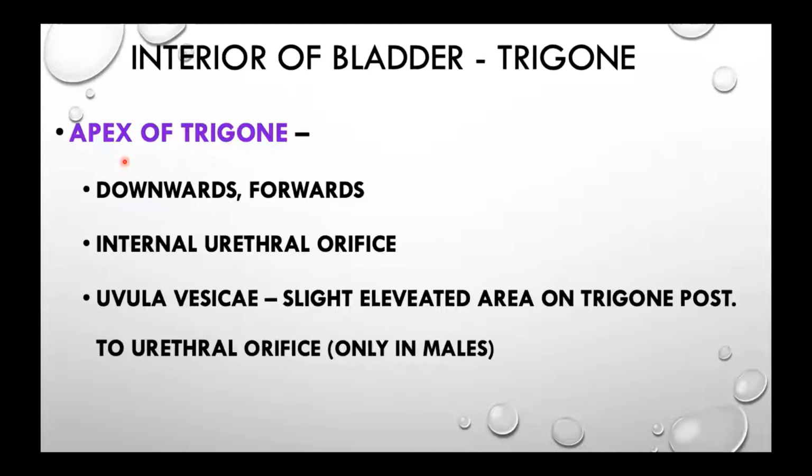There is a slightly elevated area on the trigone posterior to the urethral orifice. It is found only in males and is called the uvula vesicae. As it is found only in males, it is because of the impression created by the prostate gland. That is why a slight elevation will be seen there.